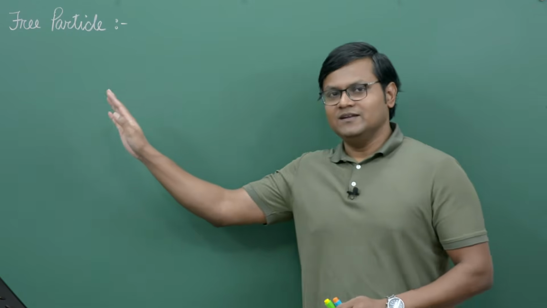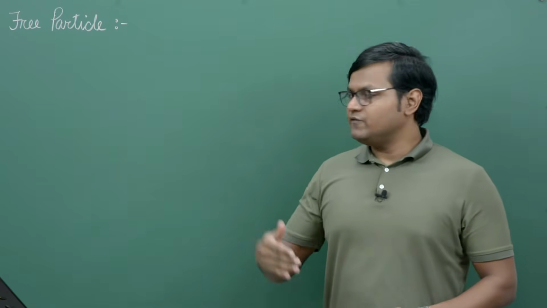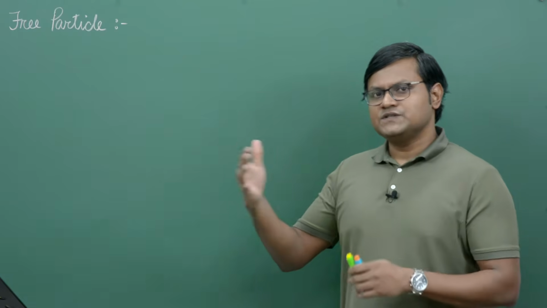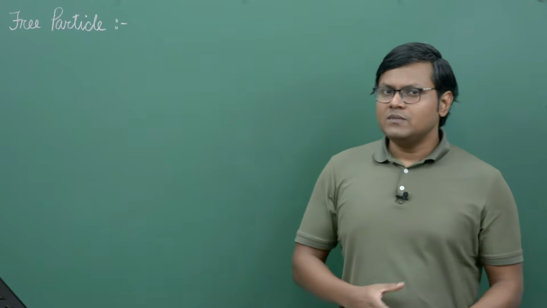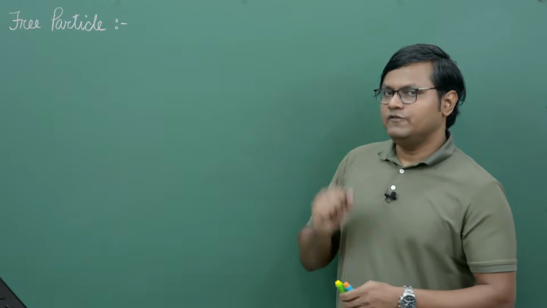In today's video, we are going to discuss the easiest problem in quantum mechanics, which is that of the free particle. We are going to look at the Schrodinger equation and its solutions for the free particle, see what kind of issues these solutions face and how to resolve them, and more or less get an understanding of the quantum mechanical description of a free particle.